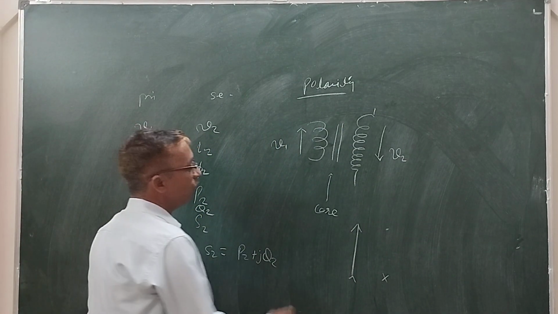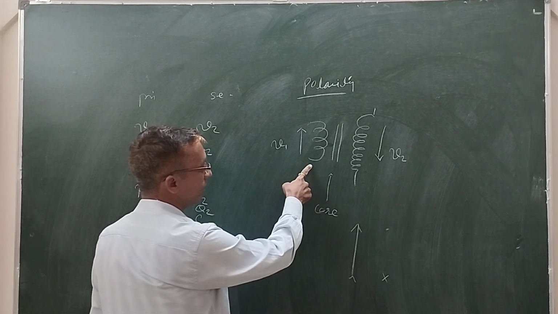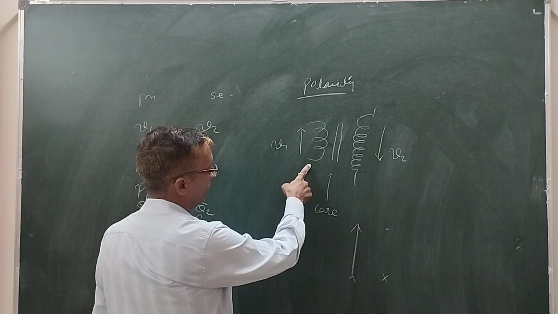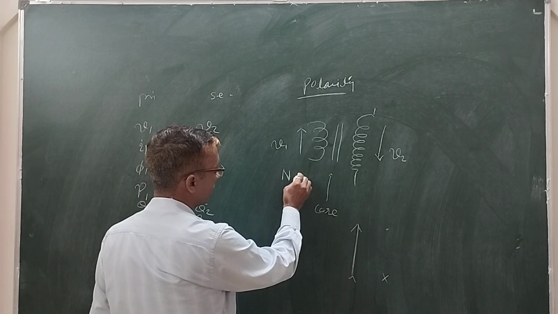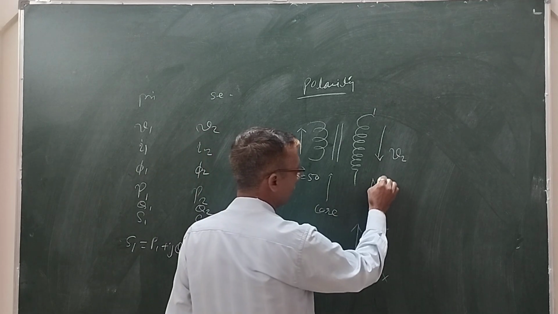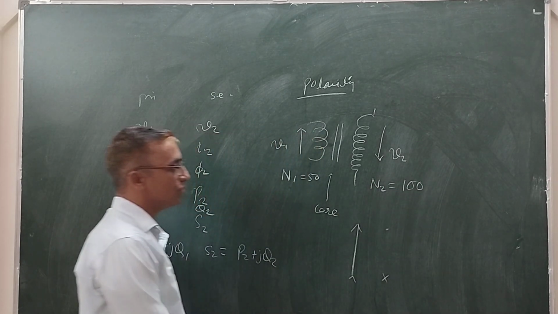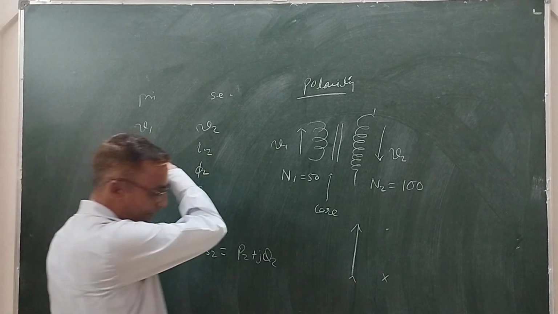Now how will I do it? I can just connect these two windings. Now before that, let us try to get it clear. On this side the number of turns is small, let us say 50 turns. On this side the number of turns is, let us say, 100 turns. Whenever the number of turns is more, what will happen to the voltage? I need to find it out.